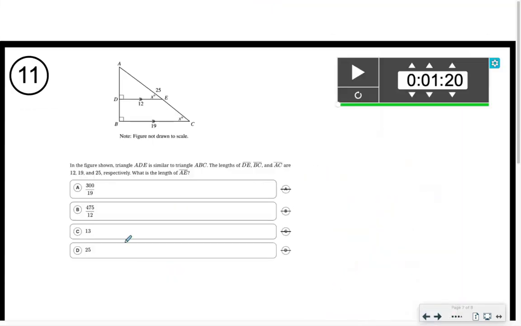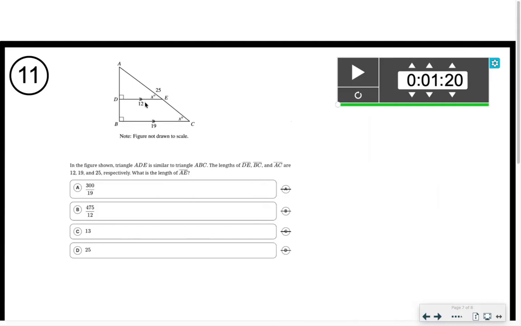All right, on to number 11. The small triangle is similar to the big triangle. That 25 is the whole AC. That'll be important in a second. What's the length of AE? This really shouldn't be too difficult. I'm just double checking myself because sometimes it seems too good to be true, right? But that's why they do that.